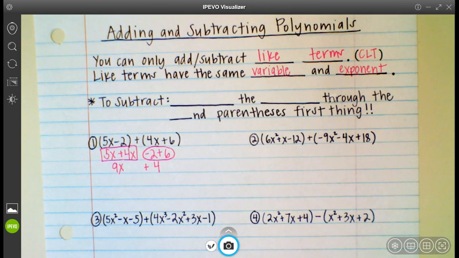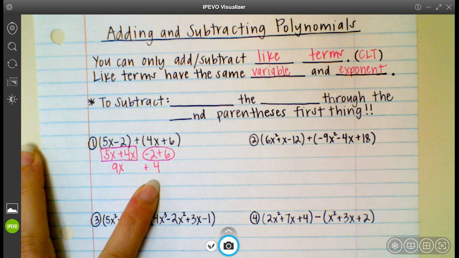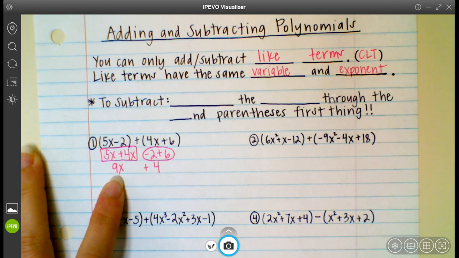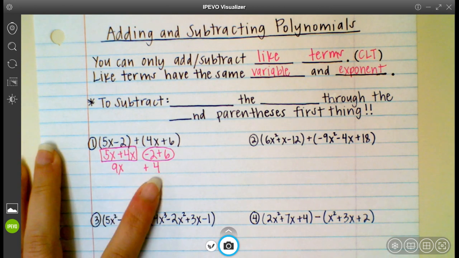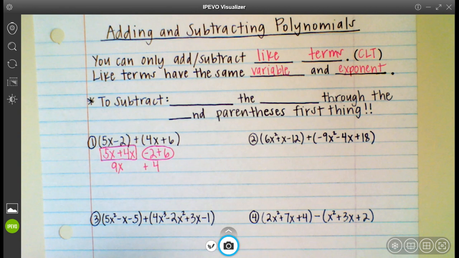Now from yesterday, we can actually name this polynomial. So we have 2 terms, and x only has a power of 1. So this is a linear binomial. But we don't have to name these polynomials, guys, unless we ask you to in the directions. So right now, we're just having you add and subtract. All right, so let's take a peek at number 2.